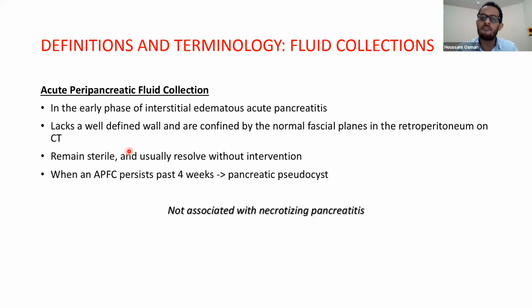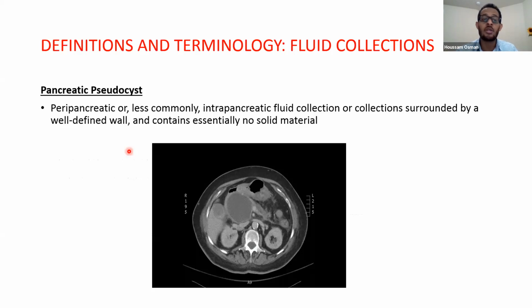So in the first 4 weeks of acute interstitial pancreatitis, if you have fluid collection around the pancreas, usually it's an amorphous fluid collection. There's no wall because it's still early on. We call this collection acute peripancreatic fluid collection. If these fluid collections persist after 4 weeks, they will mature and develop a wall, and then we call them pancreatic pseudocyst.